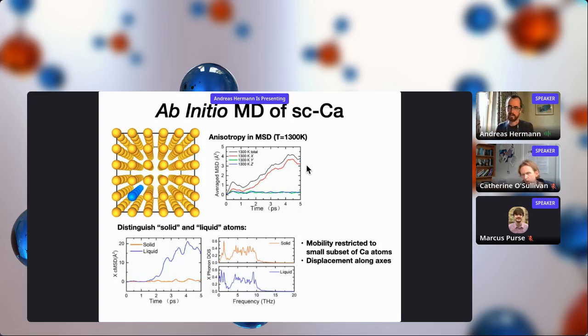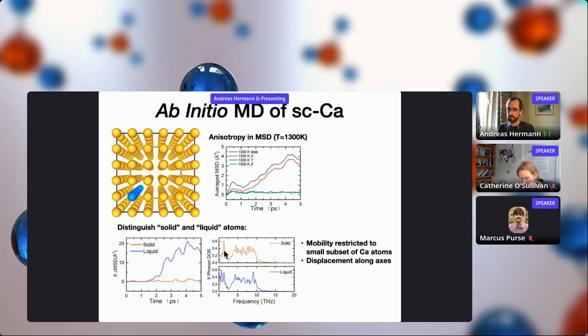But the principle is like this. In fact, we can distinguish solid and liquid atoms within the cell, and that's this yellow and blue coloring here. The yellow ones are all solid atoms, and we track what they do, and they don't move. They don't get displaced from the lattice sites. The blue ones are, well, the liquid atoms, if you will, and they move a lot, actually. Because they're all aligned along a crystallographic axis, that's where all the displacement happens, along one axis.